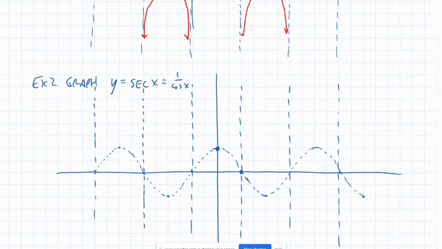Okay, and then now we're ready to graph the secant graph. When cosine is 1, secant would also be 1. And so at all of these high points, cosine and secant are going to be 1. And then from those high points, it's going to approach the asymptotes.